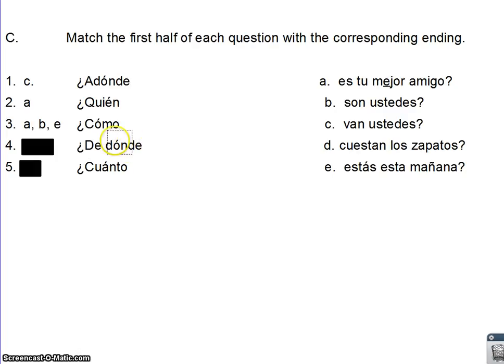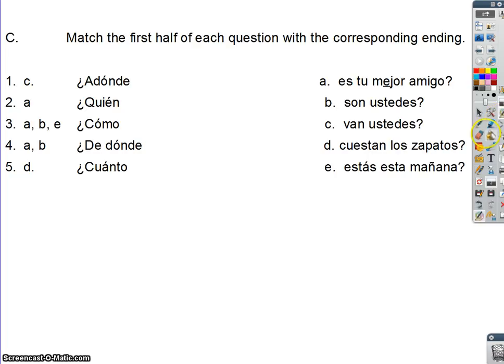De donde asks where from. And so this could possibly be A or B. Where's your best friend from? Or where are you guys from? So I'm going to leave those there for now. And cuánto asks how much. So the answer for this one is D. How much are the shoes?